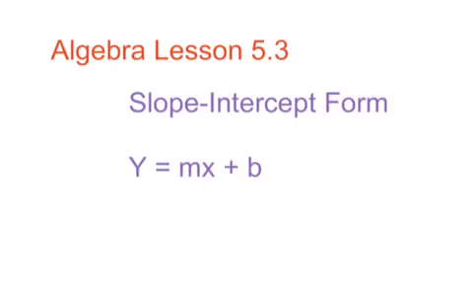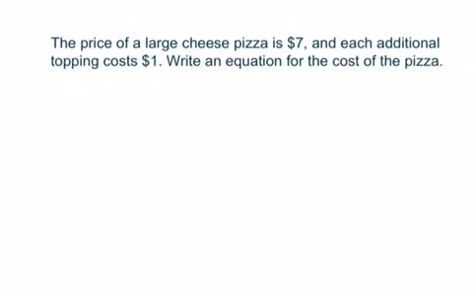Hi everyone, in this video we are learning about slope-intercept form, which is y equals mx plus b. Okay, so for this first problem, the price of a large cheese pizza is $7. Each additional topping costs $1. Write an equation for the cost of the pizza.